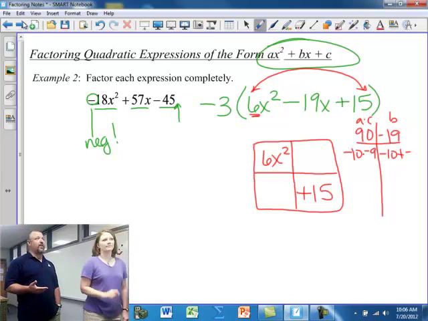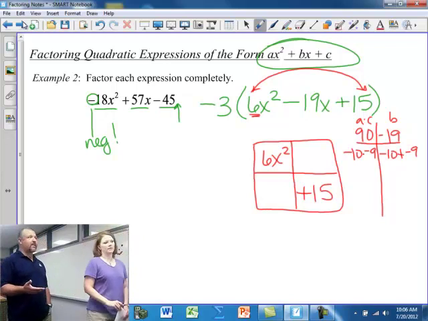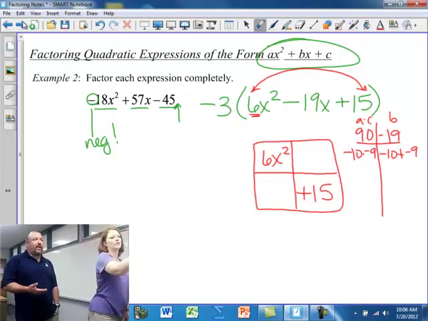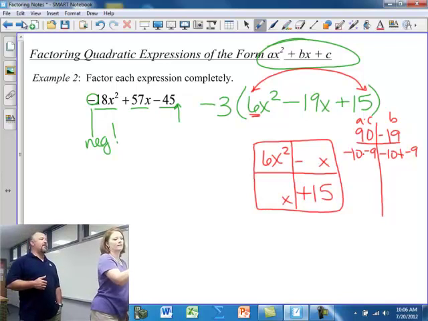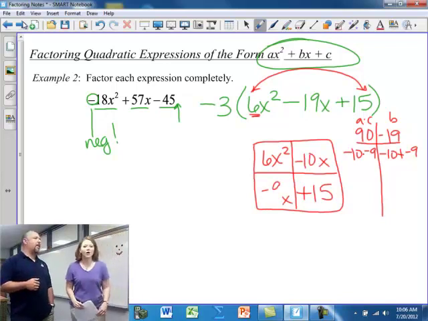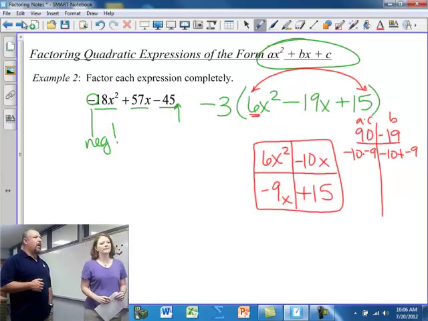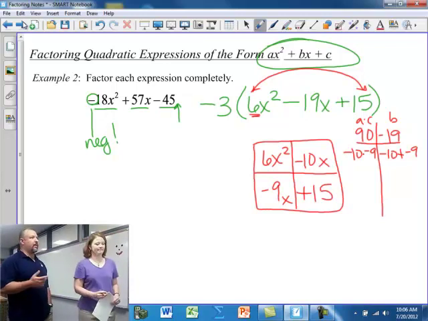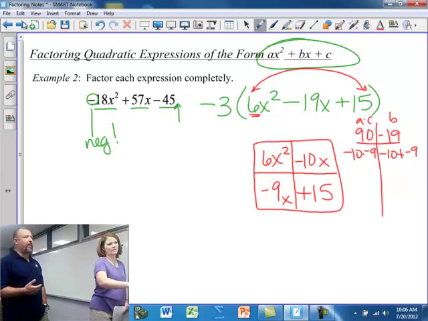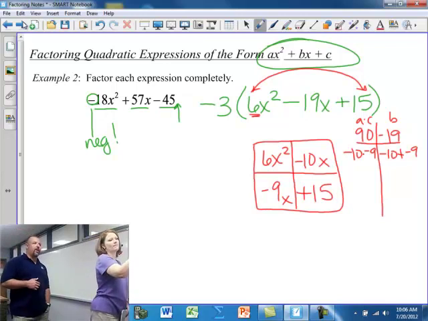Now that 90 really was like a 90x squared, and the negative 19 was a negative 19x. So both the 10 and the 9 needed x in there. So we're going to have negative 10x and negative 9x. It doesn't matter which box we put them in? Not at all. It can go in either order, as long as you keep the sign in the box with it. Absolutely. Now we have to figure out what goes on the outside of the box.